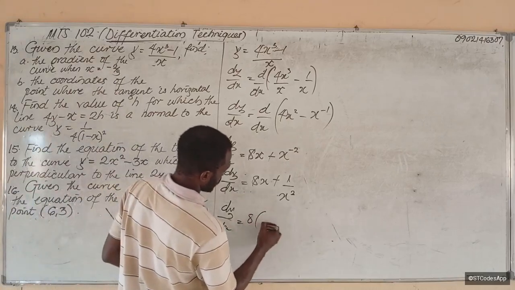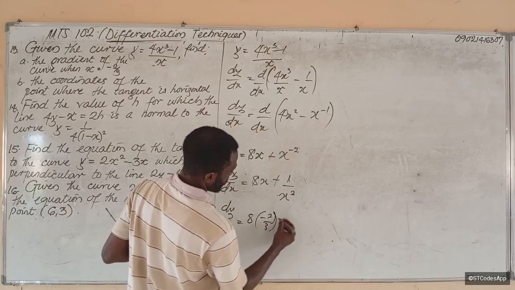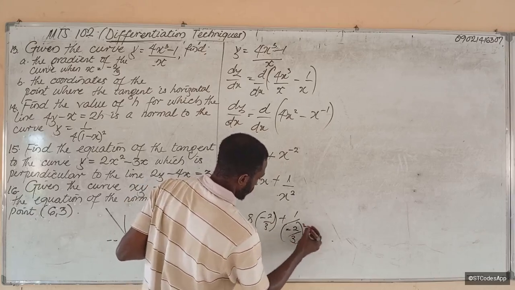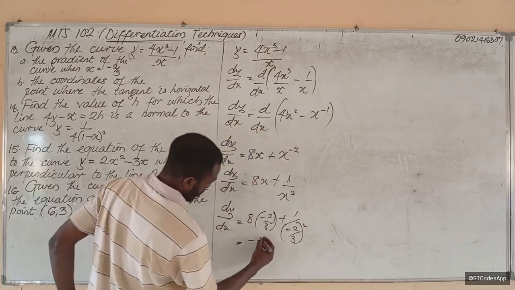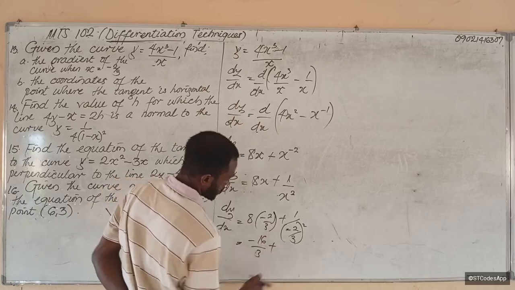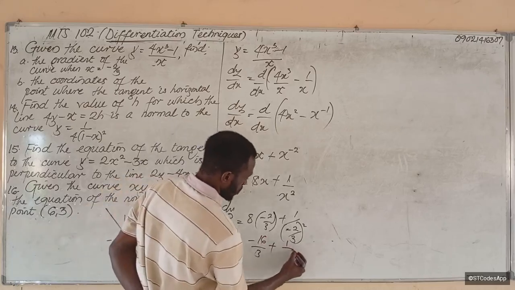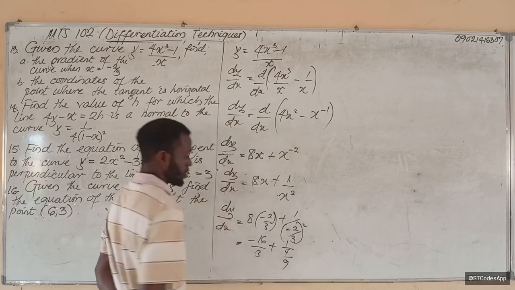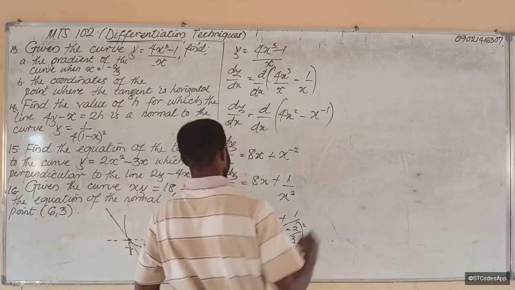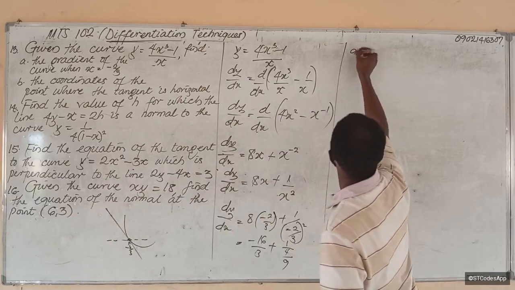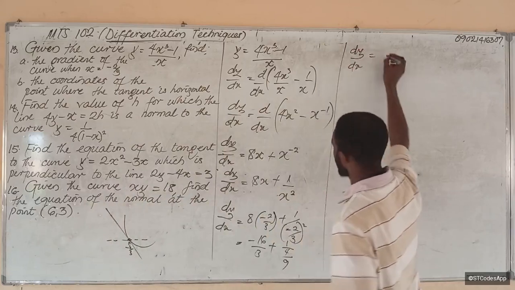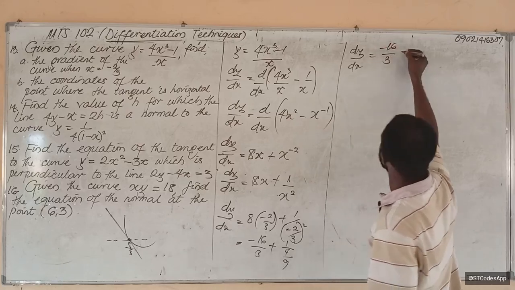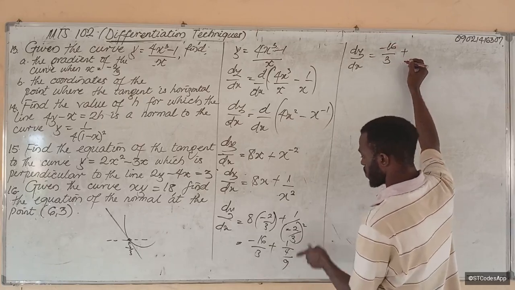So that will be 8 into bracket minus 2 over 3 plus 1 over x squared. That will be minus 2 over 3 whole squared. That will be, this by this, minus 16 over 3 plus 1 over, you square this, you get 4 over 9. Okay? So that one will go up. And we'll have dy/dx equal to minus 16 over 3 plus, this guy will go up, right?